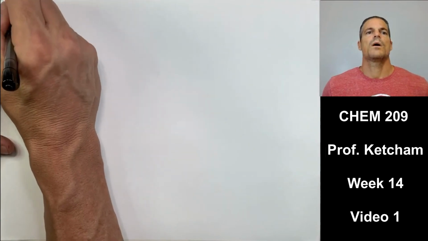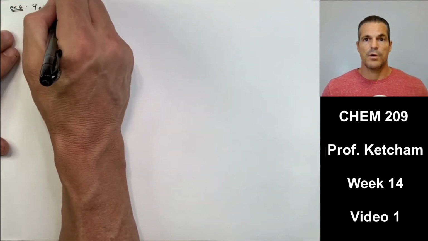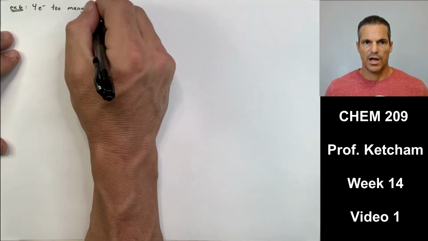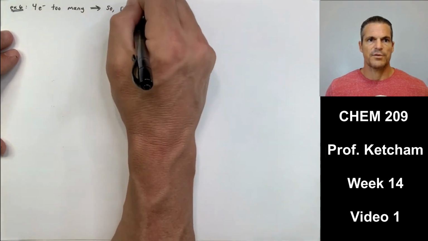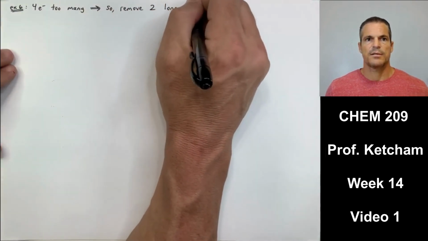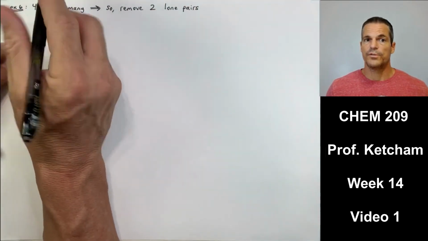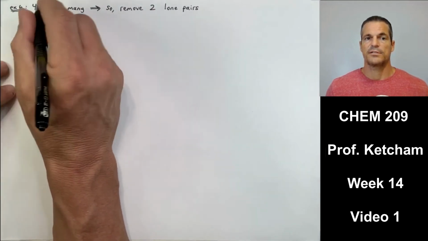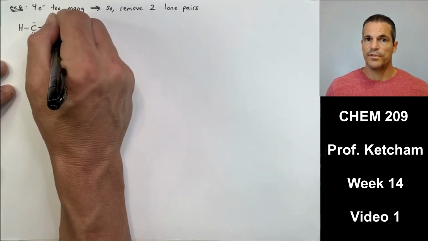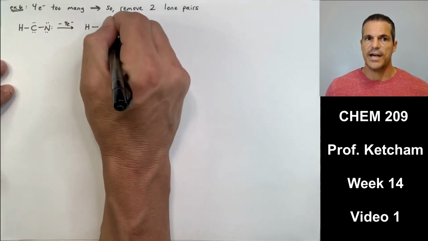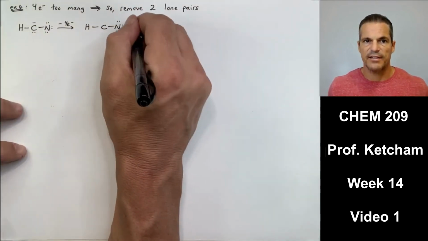Okay? All right. Example number 6. We're almost home. Long video. So 4 electrons too many in example 6. So we're going to remove 2 lone pairs. Okay? Starting to sound like a broken record here. We remove the 2 lone pairs from central atom carbon. You'll notice I've done that in the very first step.